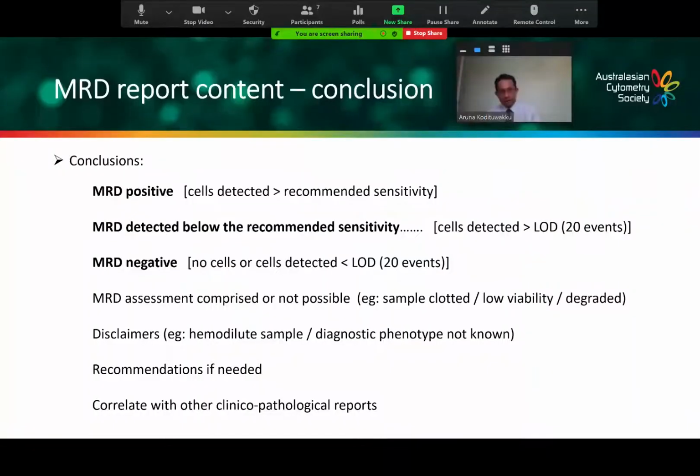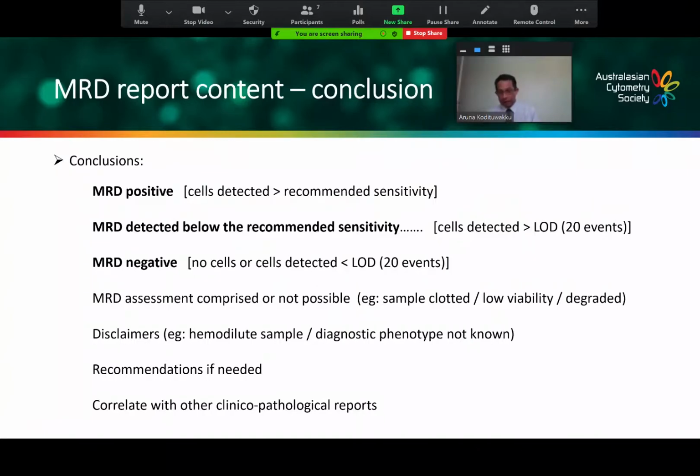Thank you. Second part of the report, which is the interpretations and the conclusions. And it should be written up and endorsed by a pathologist. MRD cells are detected above the recommended sensitivity, that is for AML 0.1%, CLL, ALL 0.01%, and for multiple myeloma 0.001%. That is actually after acquiring at least the minimum number of cells required for that particular test.